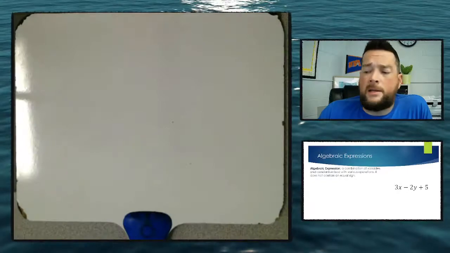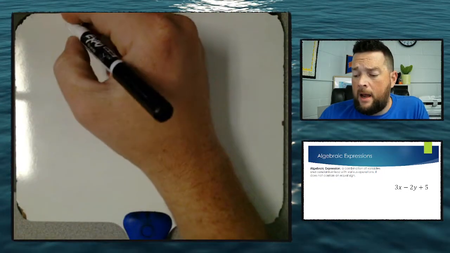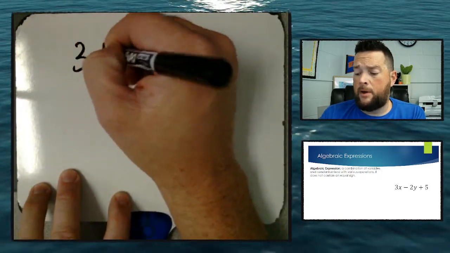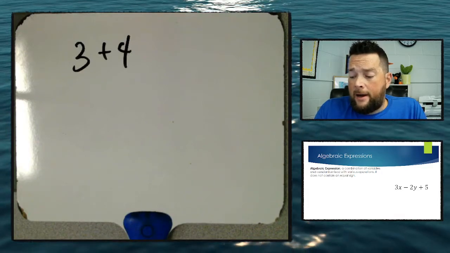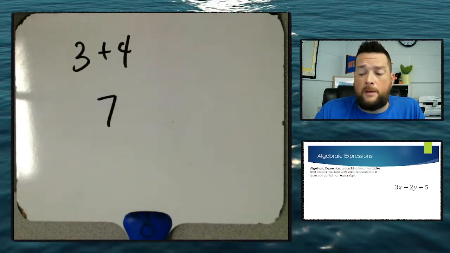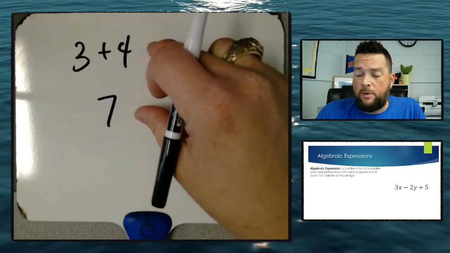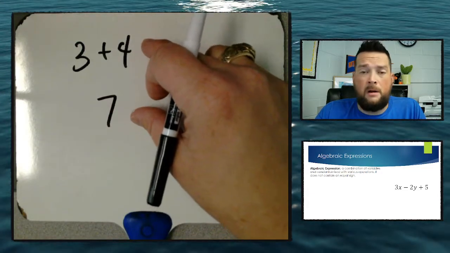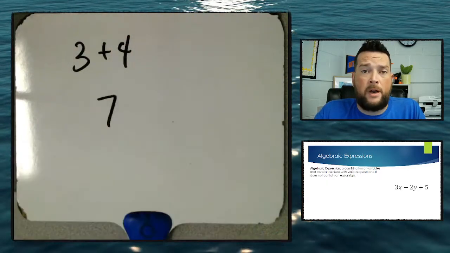So you can make mathematical expressions all different kinds of ways. You could just have something like this: 3 plus 4. That's an expression right there. You can just have just a number. 3 plus 4 equals 7. This is also an expression right here. These expressions are referred to as numeric expressions because all we have are numbers and operations.